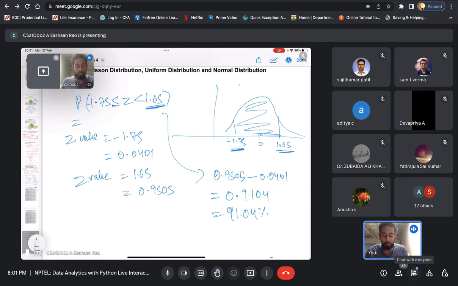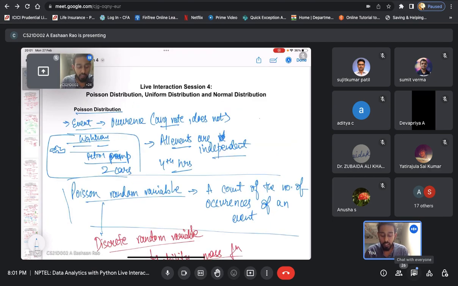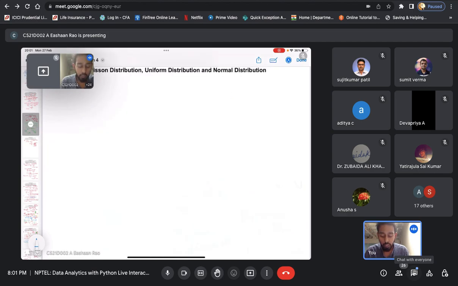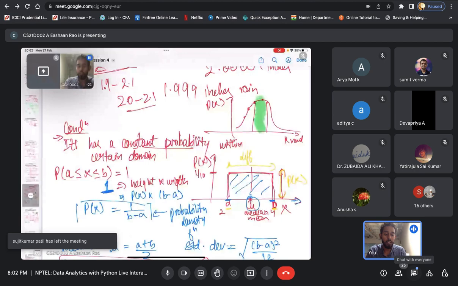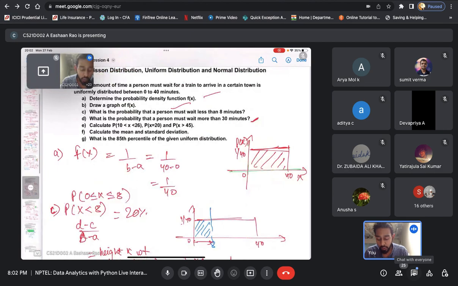Okay, so it's almost time up. Let me revise what we have done from the beginning. We started with the Poisson distribution, which is a discrete random variable distribution. Based on that, we solved a few questions on the Poisson distribution. Followed by, we looked at the continuous random variables, which are the uniform distribution and the normal distribution. Uniform distribution is a constant probability within a certain domain, and usually you get this graph in terms of a rectangle. If you're able to make a graph for a question, you can solve the question directly. Similarly, for the normal distribution, you need to have some understanding of the values that you have.